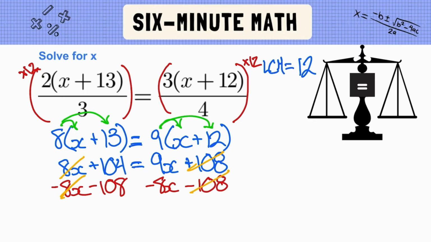You can see here I now have my numbers only on the left and any term with a variable on the right. So what do I have left? 104 minus 108 is negative 4, and that equals 9x minus 8x is a single x, for a final answer of x equals negative 4.